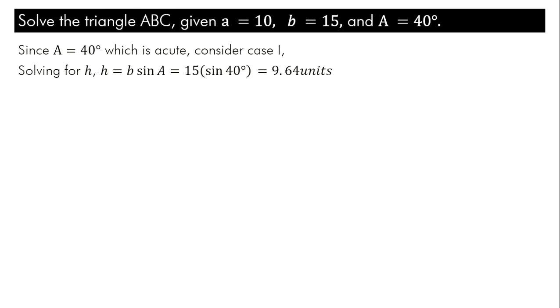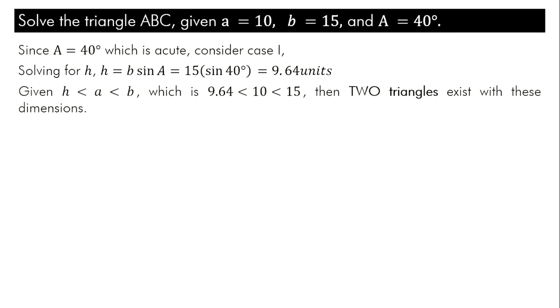So we need to compare the h, the side a, and the side b. As we compare the three, we have a is greater than h but less than b. If that's the case, there are two triangles possible in this dimension. With that, we will have the two illustrations for the two triangles.